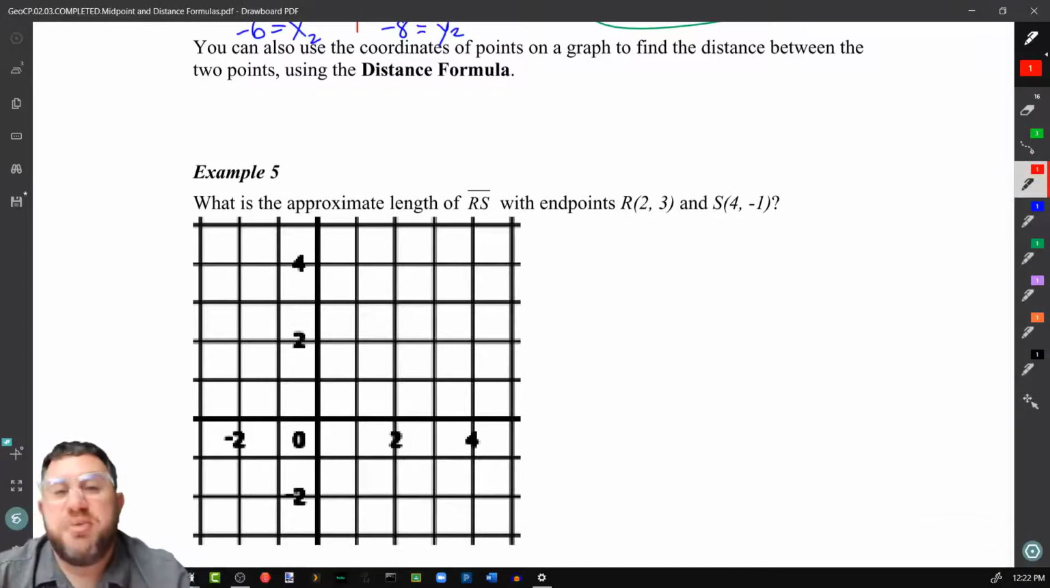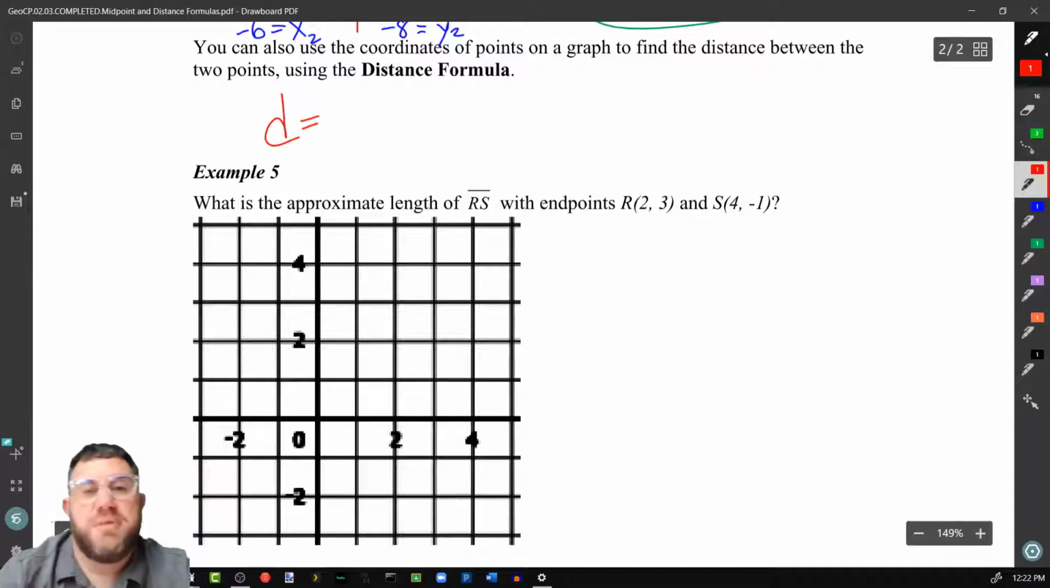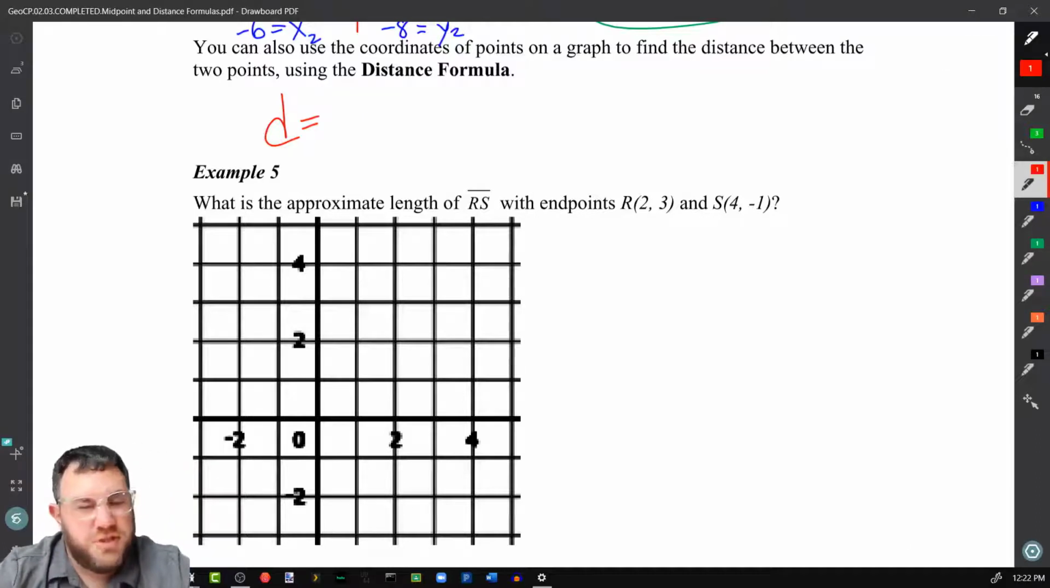Now, that's finding the midpoint. What if we wanted to find the length, the distance between 2 points, or the length of a line segment, and we know the coordinates for that? Then we use the distance formula. And the distance formula, it's based on Pythagorean theorem, which you've seen, but you might not remember. It's okay if you don't right now.